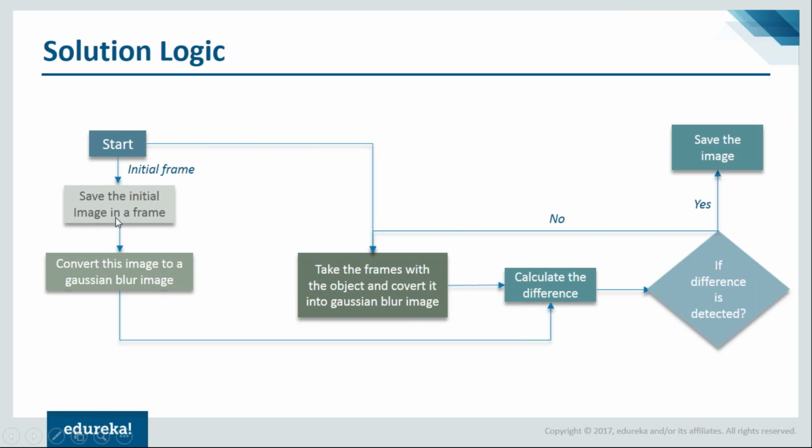So how it works is that first you're going to store an initial frame. This is going to be my reference. Here the image is going to get converted to a Gaussian blur image. This is going to be a grayscale image actually, and it's going to get converted to Gaussian blur. Once the initial frame is set, it's going to take a frame with any changes, and then convert it to a Gaussian blur image. Then I'm going to take the difference between the initial frame and the converted Gaussian blur image, and if there is a difference detected, I'm going to save this image. If not, I'm just going to keep checking for any change.